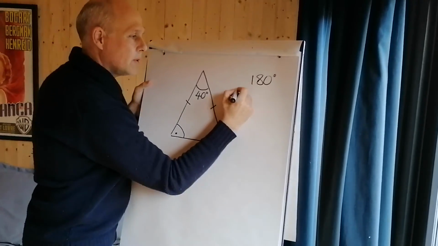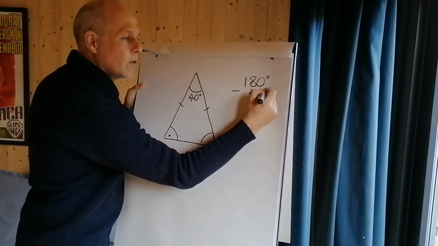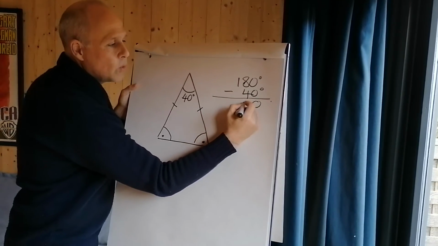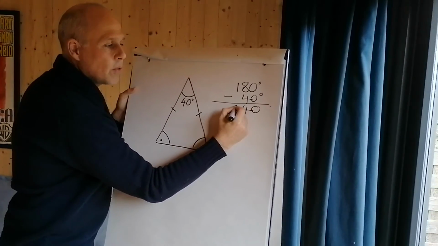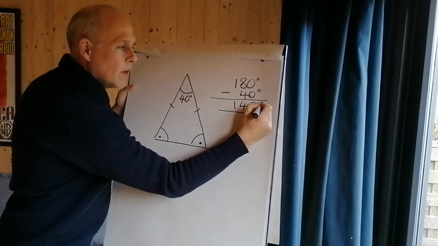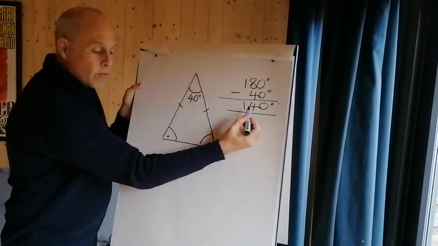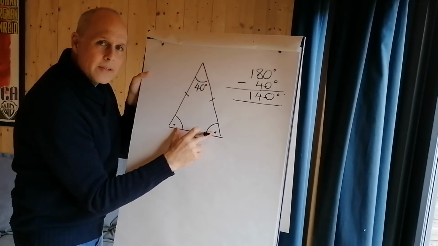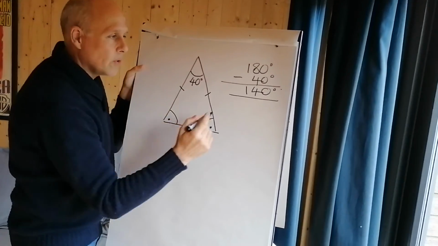180 degrees subtract 40 degrees. 0 from 0, 0. 8 subtract 4, 4. Nothing from the 1, 1. Therefore, we're left with 140 degrees, the total of these two angles. Now, because they're the same, we're going to divide by 2.